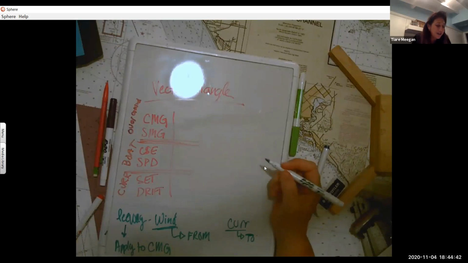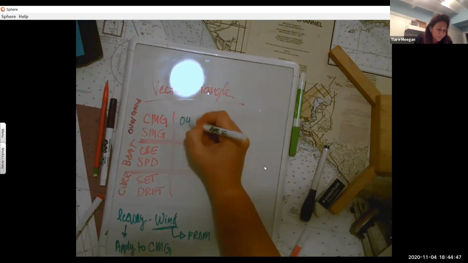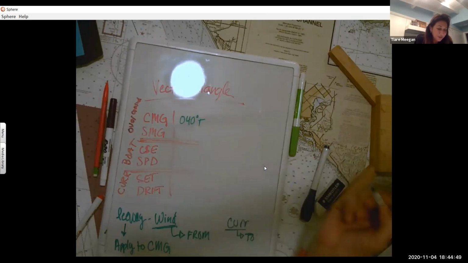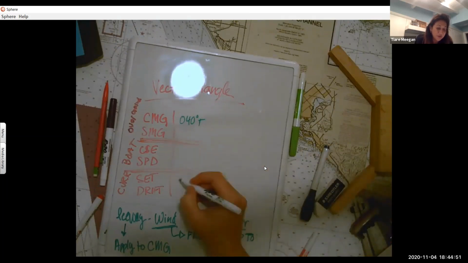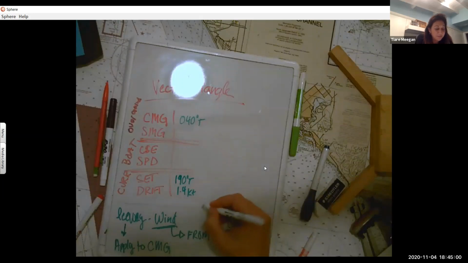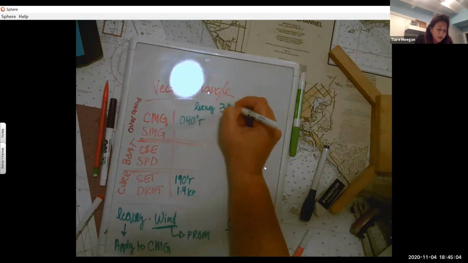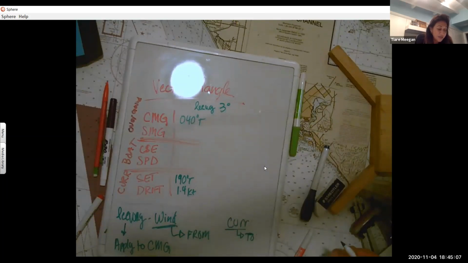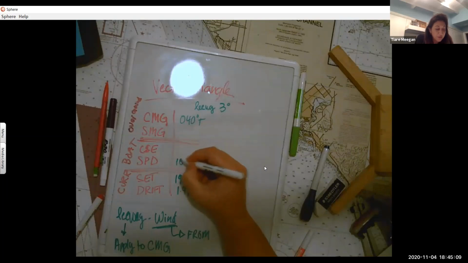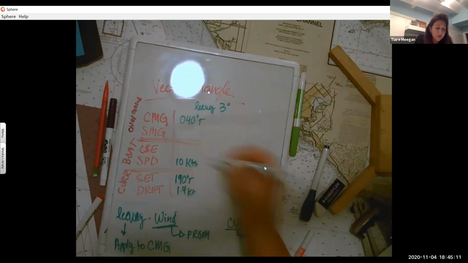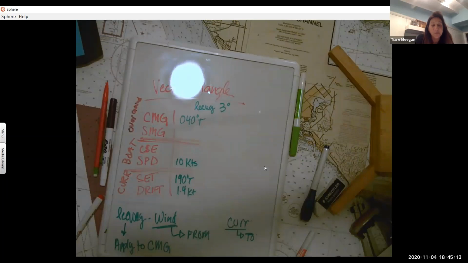You are underway and intend to make good a course of 040 true. You experience a current with a set and drift of 190 degrees true and at 1.4 knots, and a northwest wind produces a leeway of 3 degrees. You adjust your course to compensate for the current and leeway while maintaining an engine speed of 10 knots. What will be your speed made good over your intended course of 040 degrees true?